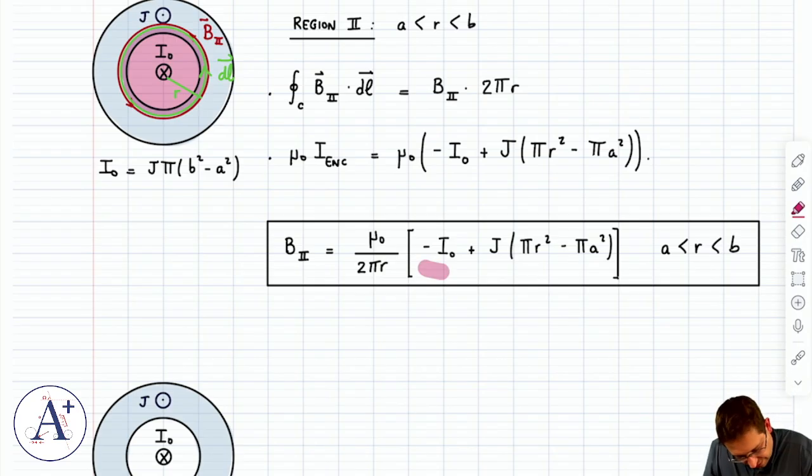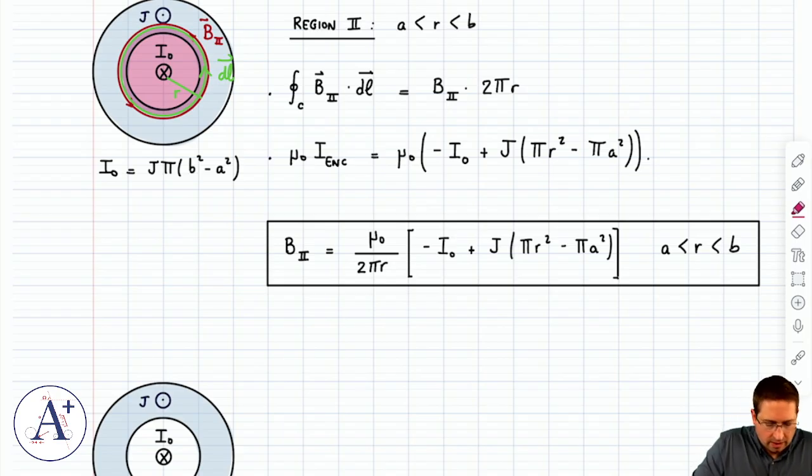Okay, so here the sign of this thing depends on little r. Of course, it depends on how J compares to I0, but if it turns positive, then I conclude that B2 is counterclockwise, and if it comes out negative, then B2 is clockwise.